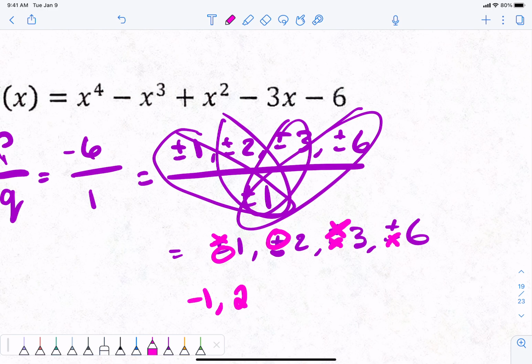Can you retake your test? Sure. You know when? This period? Tomorrow, 8th period? Okay.